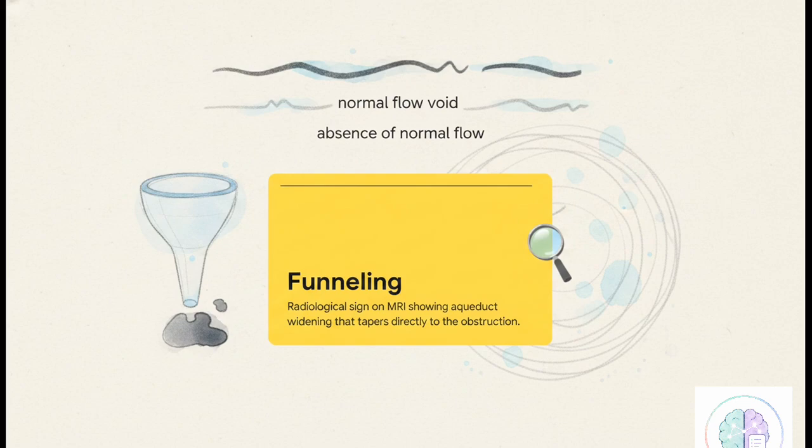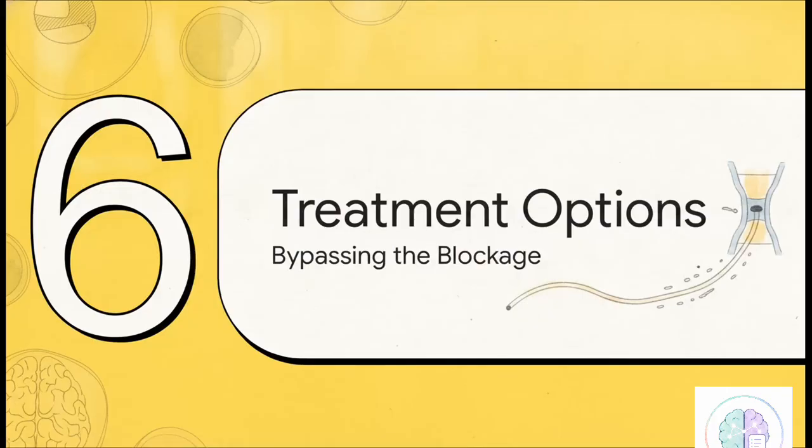Radiologists are essentially hunting for two major things here. First, the absence of the normal flow void. That's radiologist speak, meaning they just can't see the dark signal of fluid actively moving through the aqueduct. Second, they look for a classic radiological sign called funneling, and this looks exactly like what it sounds like. The upper part of the aqueduct widens out and then tapers down into a sharp point right where that obstruction sits.